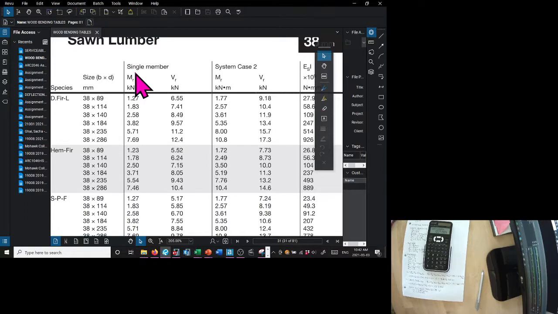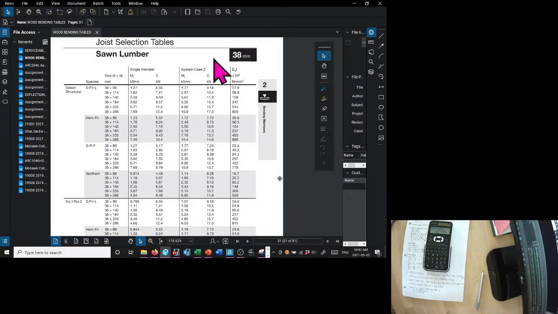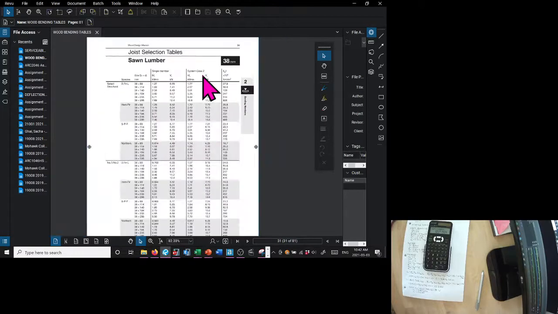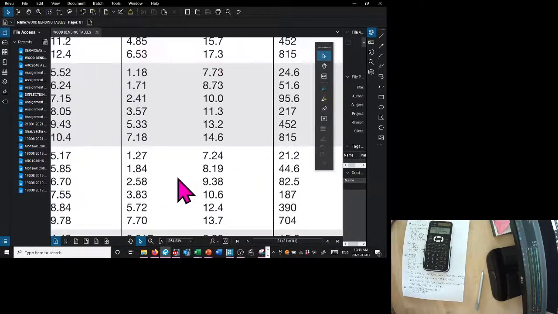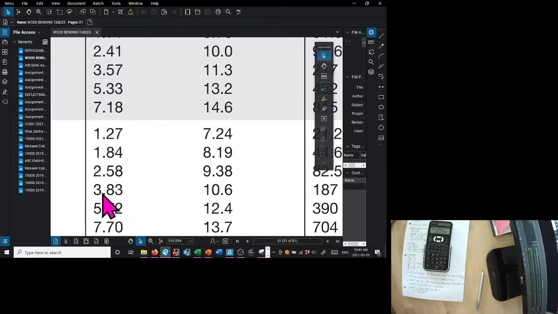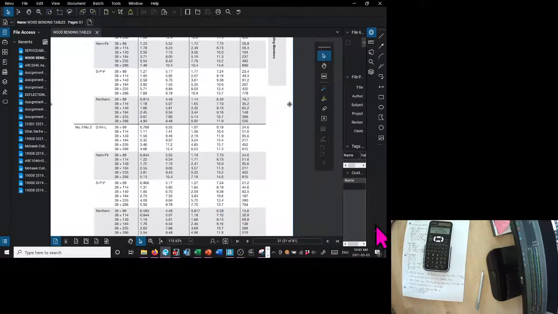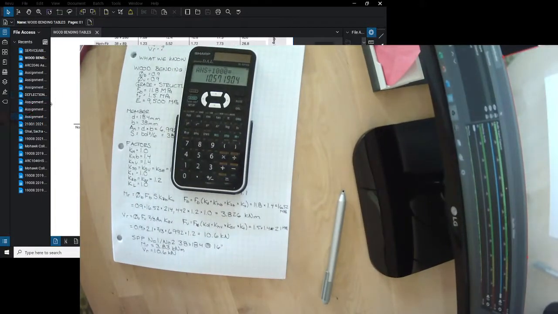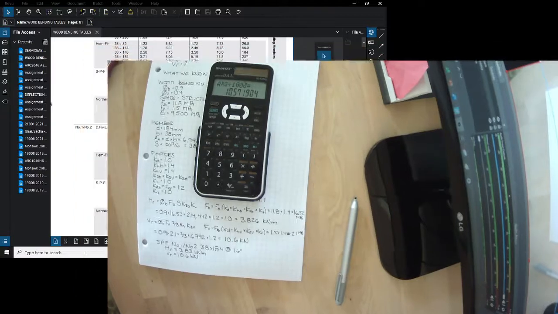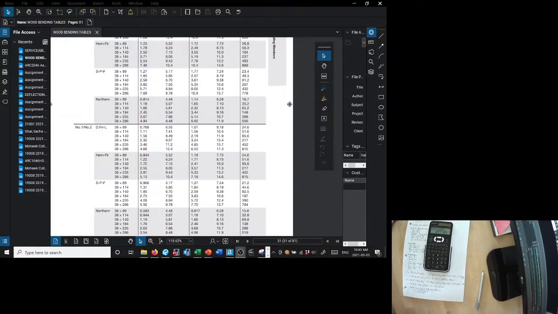Single member, so that means not part of a system. But look at this, they have a version when it is part of a system, or system case two, which is pretty darn normal. So we've got number one, number two, SPF, 38 by 184, come across to our system case two. 3.83 for MR and 10.6 for VR. That is exactly what we manually calculated. So it looks like these are pretty reliable tables.